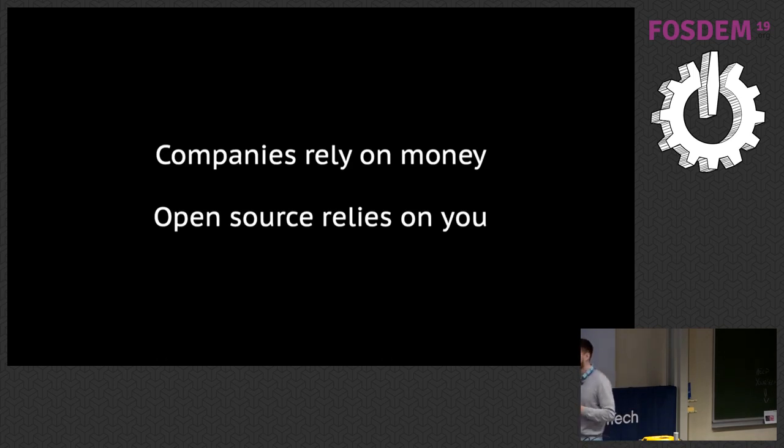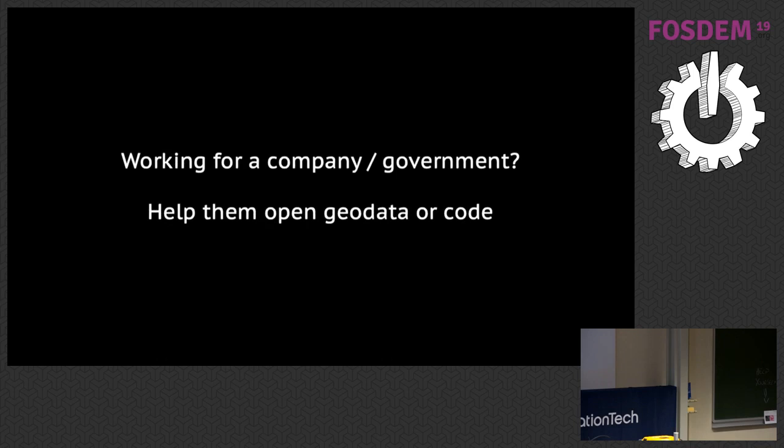So that's also on most of you. If you work for a company or for government, see what you can help with opening. Maybe you can help the company open some source code that is not crucial for your project, or some geodata, because we have too few geodata right now to make a pretty good map. And if you don't work for such a company, then find a friend who does. Maybe. Yeah. So that's all.